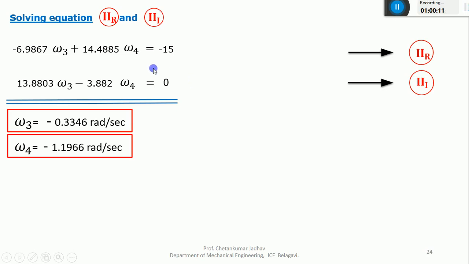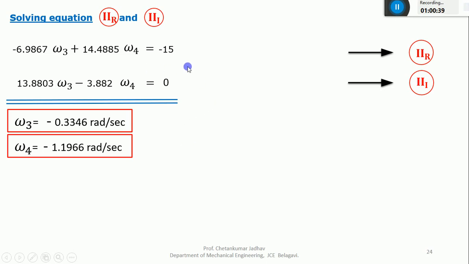After simplifying these two equations, you will get omega 3 as -0.3346 radian per second. Since it is negative, it means it will be rotating clockwise. Also omega 4 you got as -1.1966 radian per second. It is also negative. It means it is in a clockwise direction. Correct. As per sign convention, negative indicates clockwise.